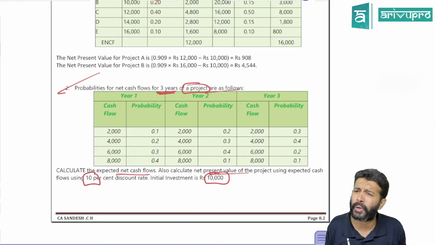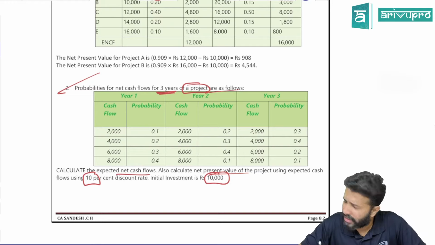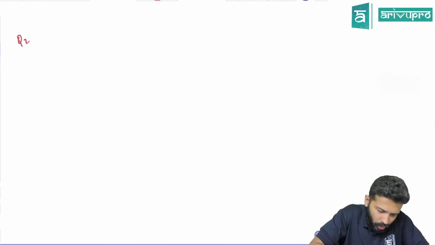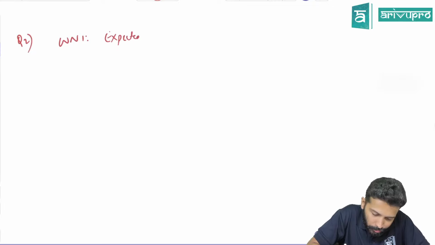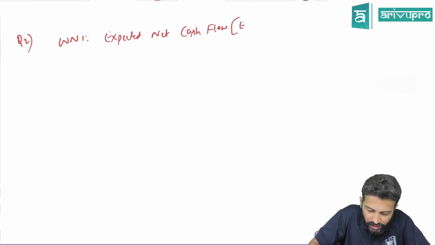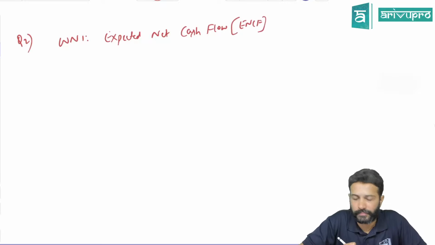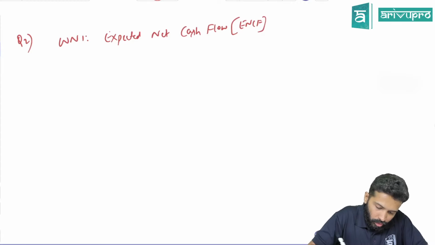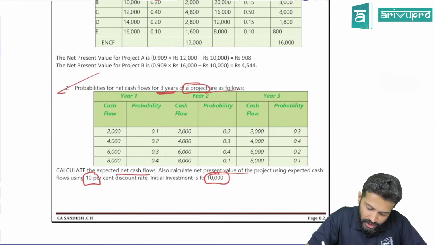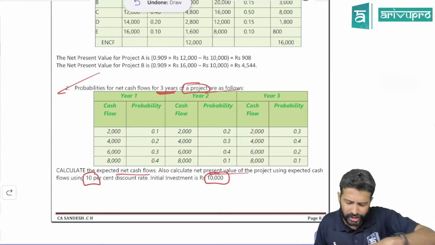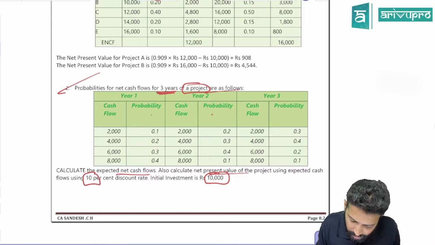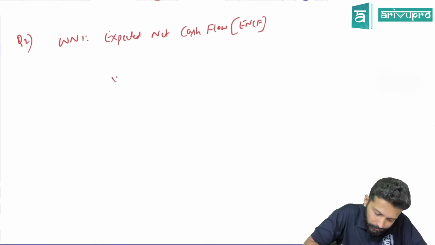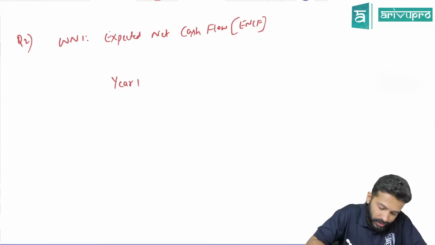Isn't it a straightforward question? Can we do it quickly? Question number two. Working note number one will be to find the expected net cash flow, which we will call ENCF. They have given it for 3 years, so we'll copy this table with one extra column for expected value for all the years. Number of columns will be 3 here, 3 here, 3 here, totally 9 columns, 3 columns for each year.